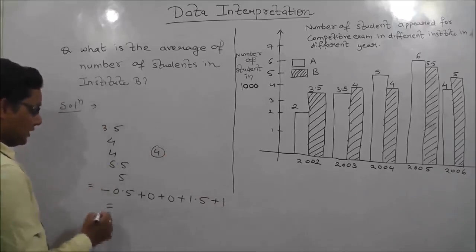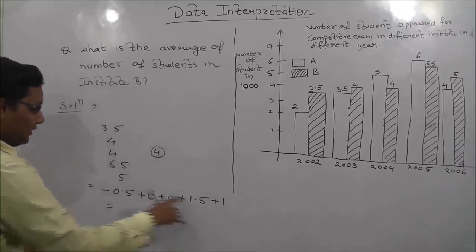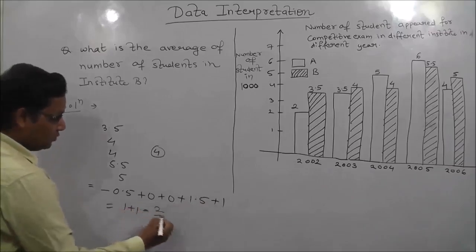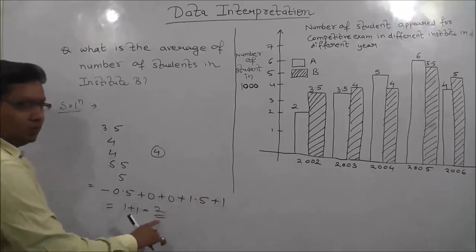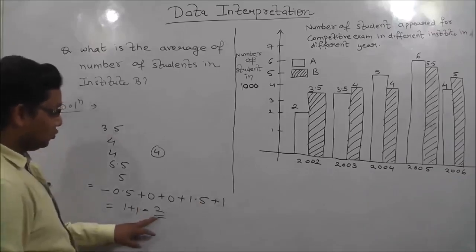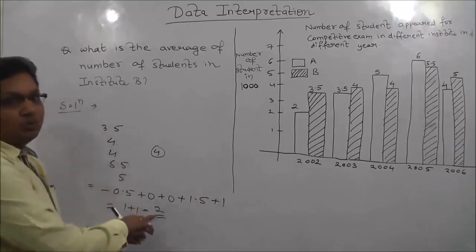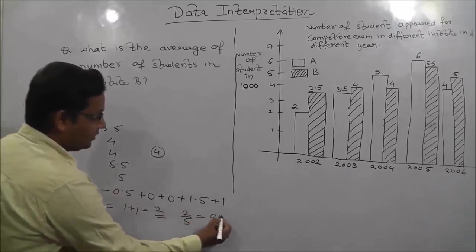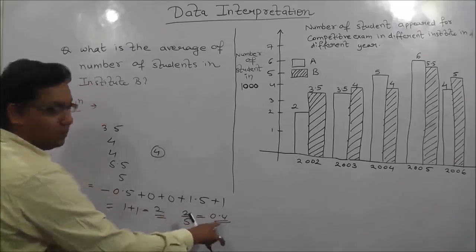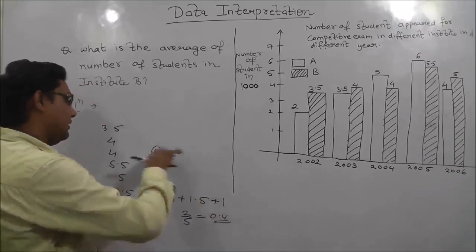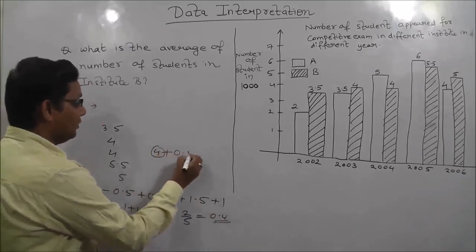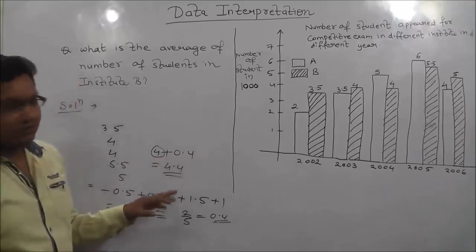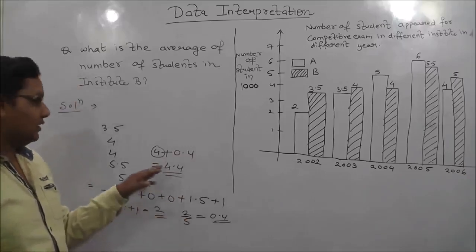So our answer will be: 1.5 minus 0.5 is 1. So 1 plus 1 is 2. After calculating this, we get 2. This 2 we have to divide by 5. So 2 divided by 5 is how much? 0.4. And because it is positive, we will add it to 4, so 4 plus 0.4 is 4.4. So this is the average. This is the shortest way of calculating the average.